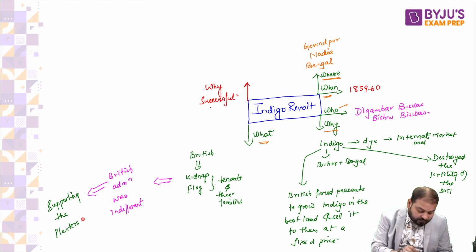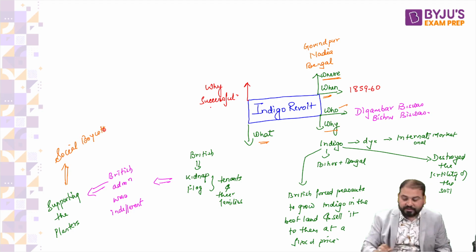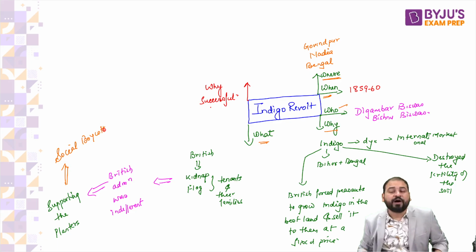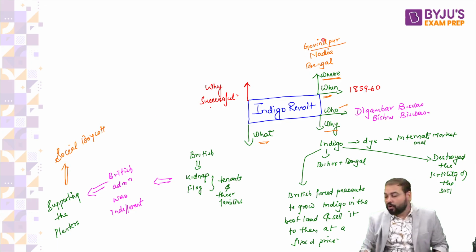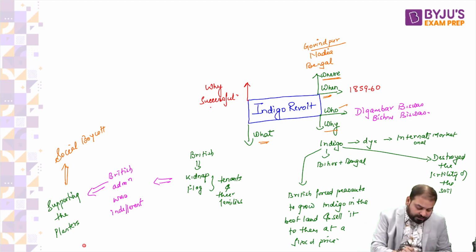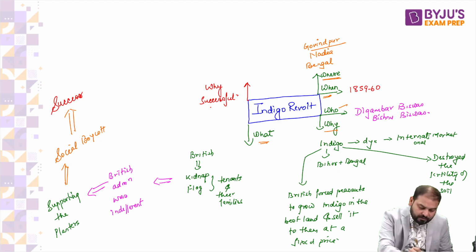So guys, because of all this, there was a social boycott started by our farmers, our peasants. Started from one village. Now hundreds of villages have joined it. And this has resulted in the revolt being successful.